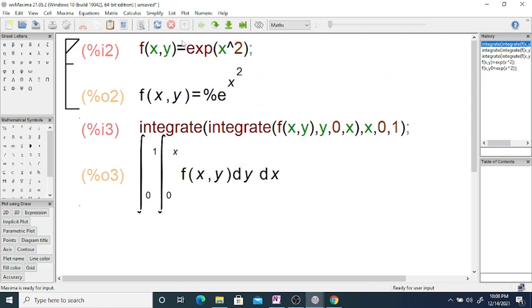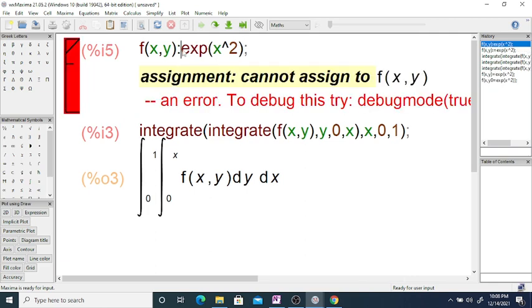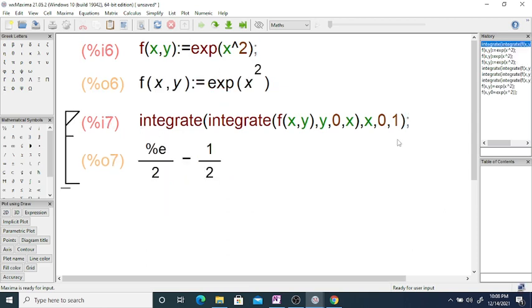For the value of the integration, we want to assign f of x y first. Okay, assignment of it. And now if we enter again, you can see here the answer is (e minus 1) divided by 2.